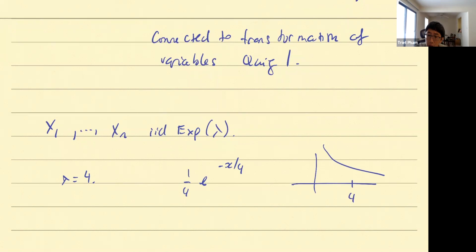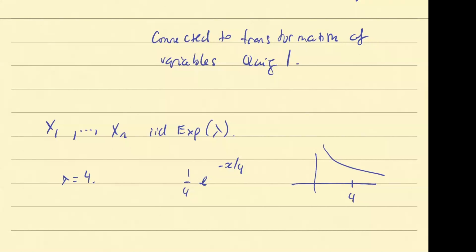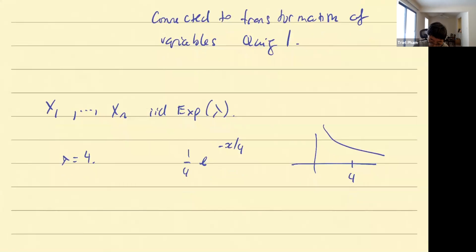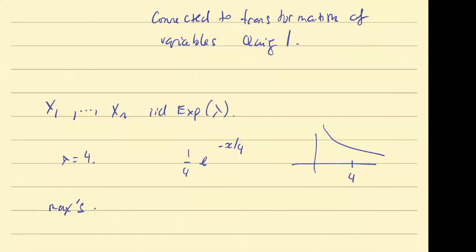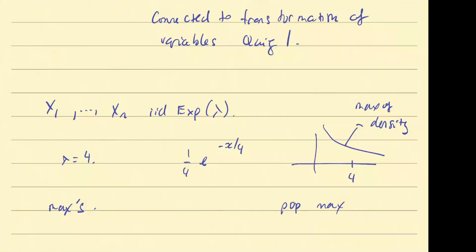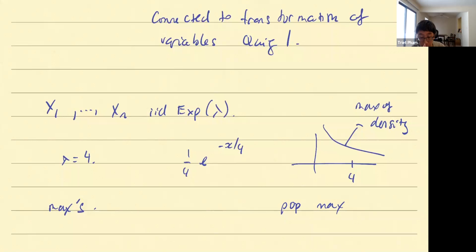Go ahead. Since it's 0 for x less than 0, does that function not have a maximum? Okay. I think this is where your confusion is: there are a lot of maxes going on, too many maxes. What you're thinking of is the max of the density. Which, by the way, has nothing to do with the population max. But when you say the max, it is the max of what? When I say max of the population, I'm talking about the max of the support.